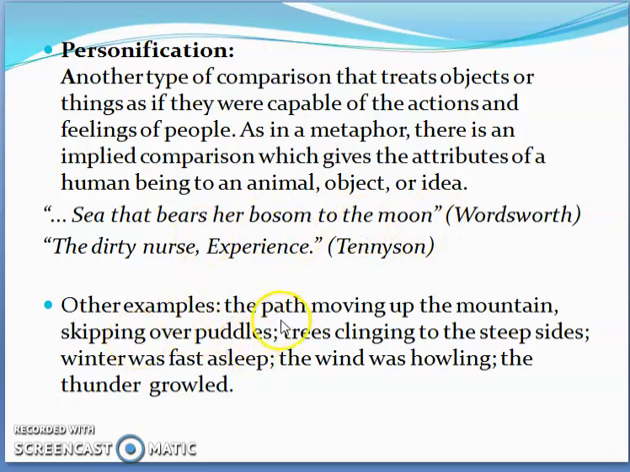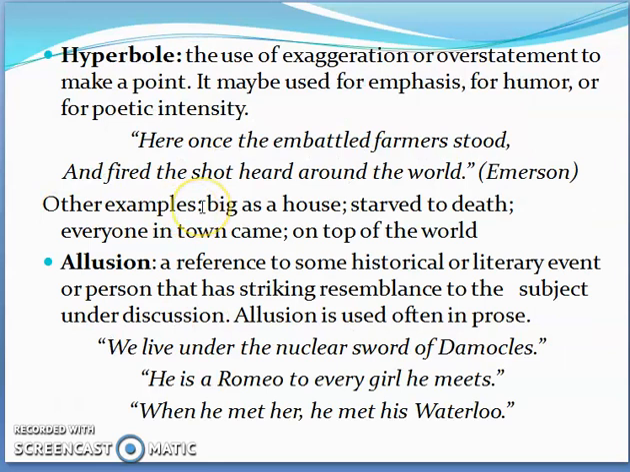Other examples can be the path moving up the mountain, skipping over puddles, trees clinging to the steep hills, winters were fast asleep, the wind was howling, the thunder growled, etc. So all these ideas have been given some human attributes to make them personified, so it is easy to understand the feelings that are attributed with it. The next one is hyperbole. Hyperbole is the use of exaggerated or overstated language to make a point.